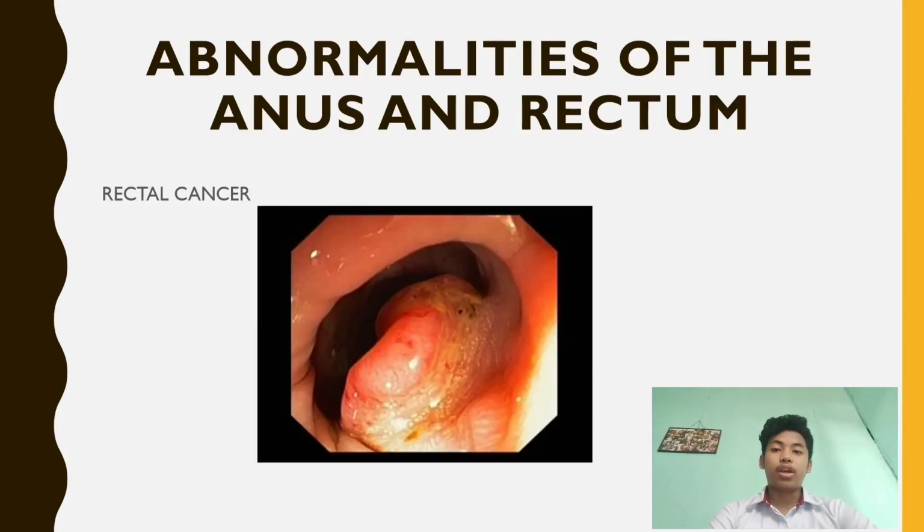Abnormalities of the anus and rectum. So rectal cancer, a rectal carcinoma is usually asymptomatic until it is quite advanced. Thus, routine rectal palpation is essential. So a cancer of the rectum may feel like a firm nodule, an ulcerated nodule with rolled edges, or as it grows, a large, irregularly shaped, fixed, hard nodule.